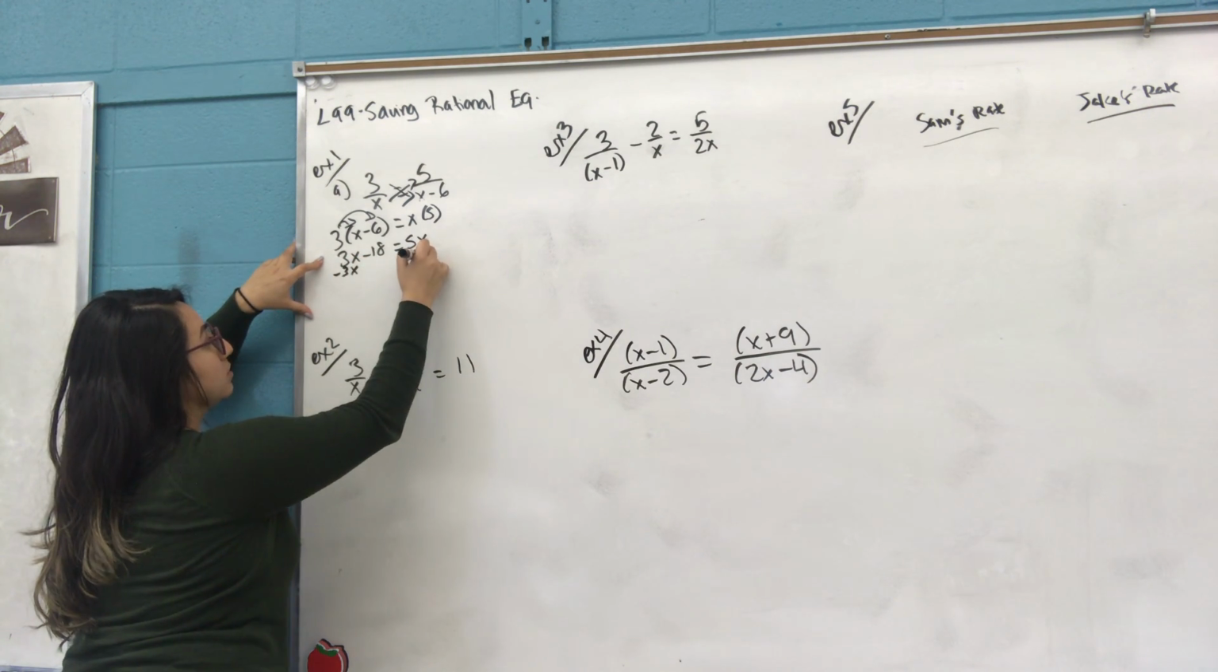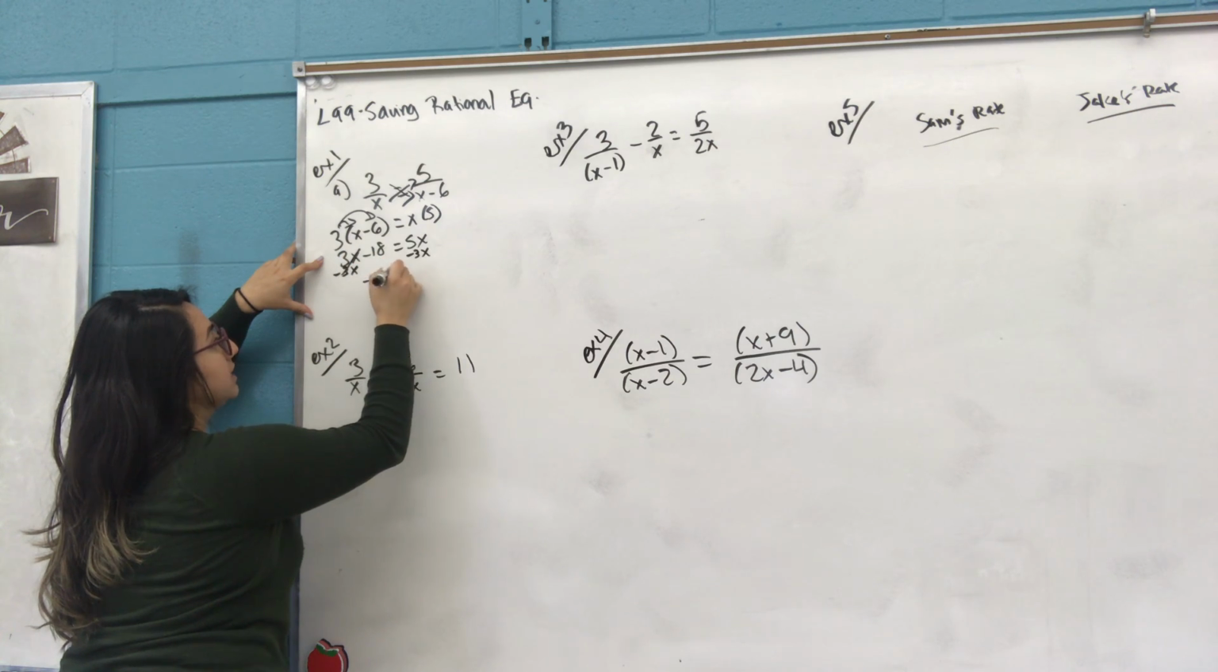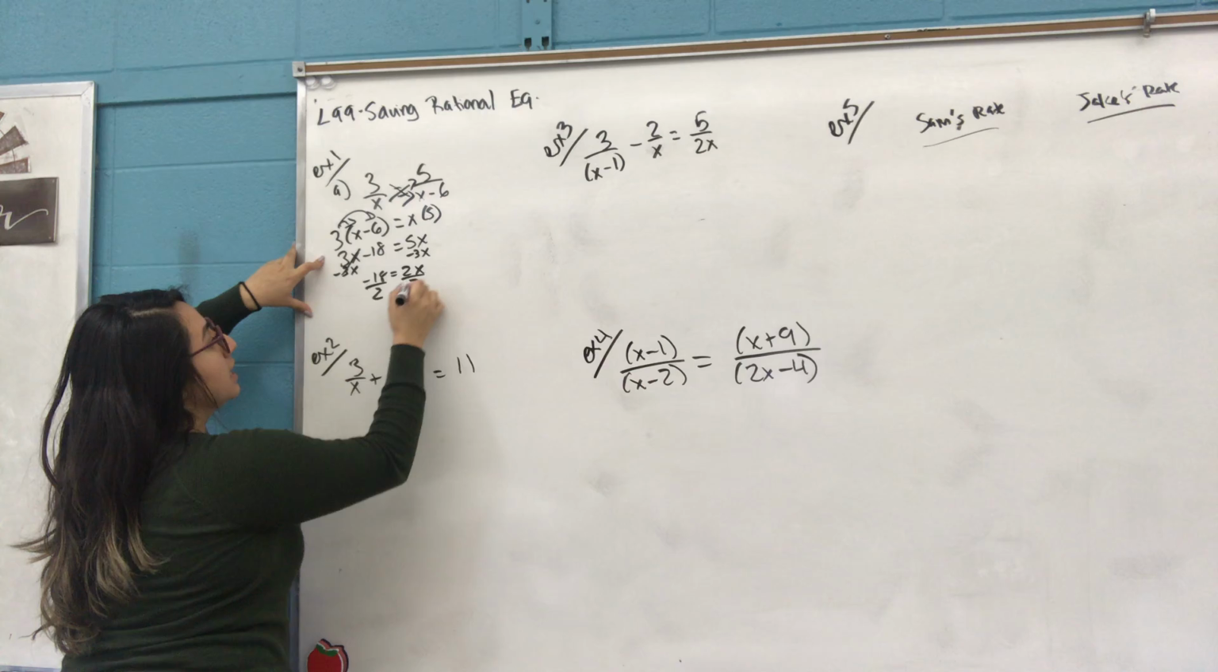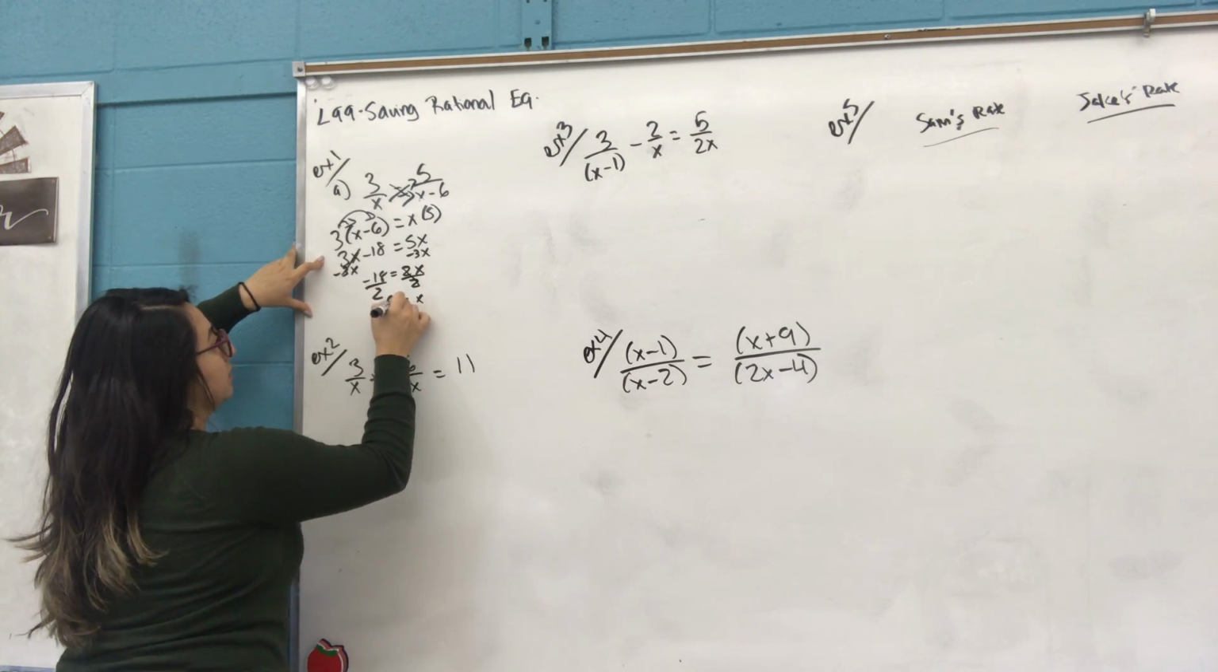So we move the 3x over here. We have negative 18x is equal to 2x. Divide by 2. And x is equal to negative 9.